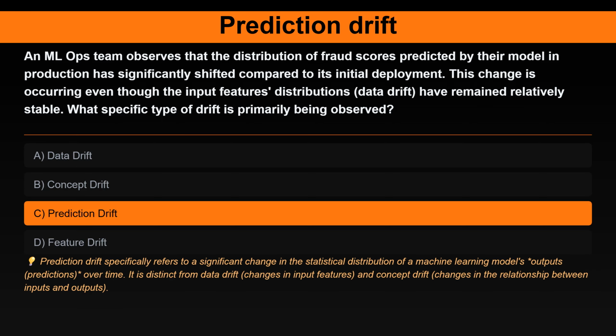The correct answer is prediction drift. Here's the explanation. Prediction drift specifically refers to a significant change in the statistical distribution of a machine learning model's outputs, predictions, over time. It is distinct from data drift, changes in input features, and concept drift, changes in the relationship between inputs and outputs.